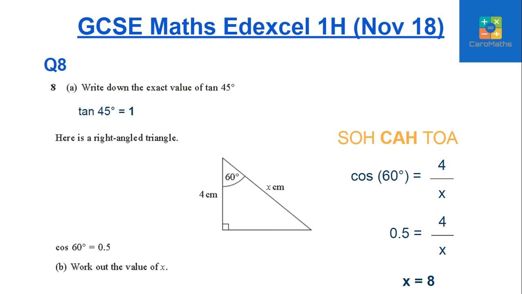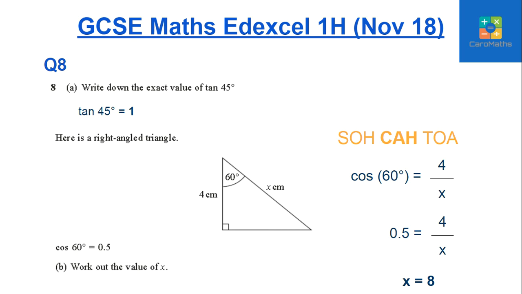In the marking scheme, it also notes that you could have started with sine of 30 degrees equals 4 over x instead of cos of 60 degrees, but I think the way I've done it is easier because you've already been given cos of 60 degrees, so you don't need to have an extra step of working out, but it works both ways.